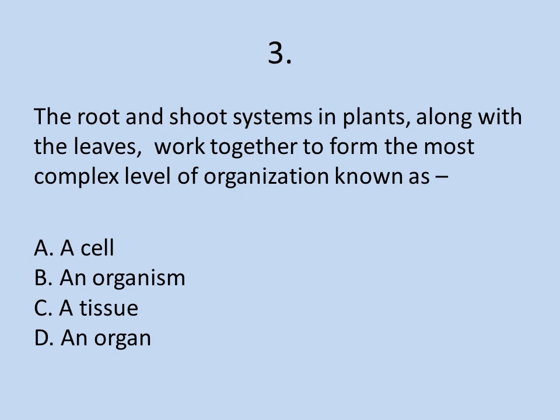Question 3. The root and shoot system in plants, along with the leaves, work together to form the most complex level of organization, known as A. A cell, B. An organism, C. A tissue, or D. An organ.